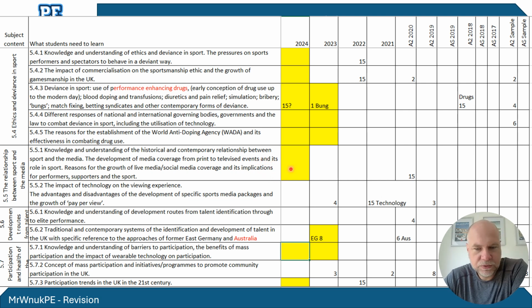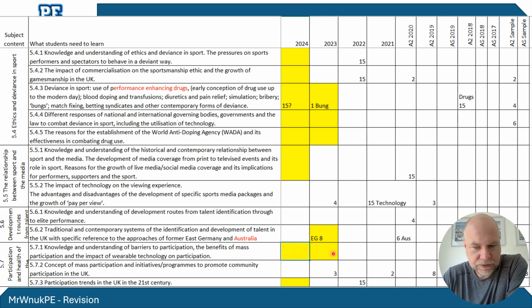The relationship between sport and the media, again, is due to come up pretty soon. Most recently, it was a 15-mark exam question in 2020. But there have been questions on the viewing experience and that side of it, and technology quite recently for media. So think about the golden triangle, particularly when you're revising this area, because it links into commercialization as well. Talent identification routes. Last year there was an 8-marker on the East German model, so if it was to come up, it will probably be the Australian versus UK model, but again, it came up last year. Will it come up again? Who knows?